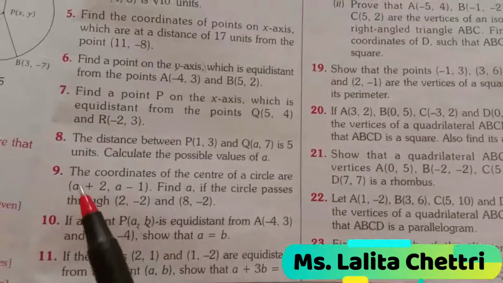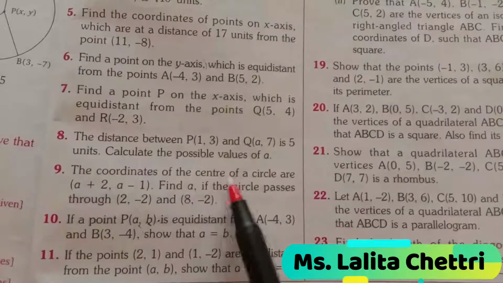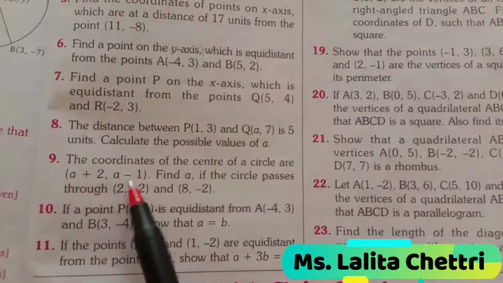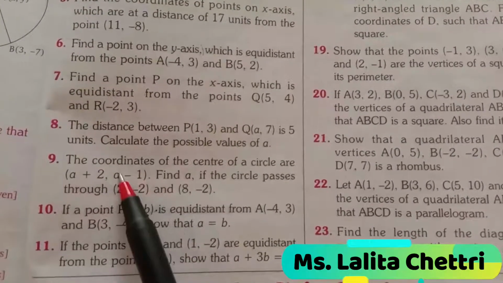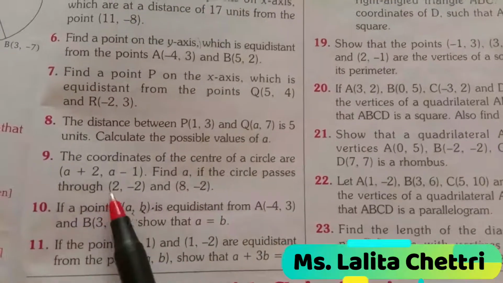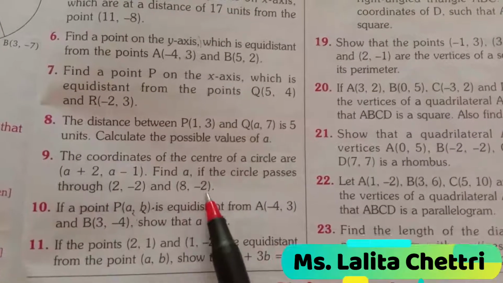So here the question is, the coordinates of the center of a circle are a plus 2 comma a minus 1. This is the center of a circle, and find a if the circle passes through 2 comma minus 2 and 8 comma minus 2.